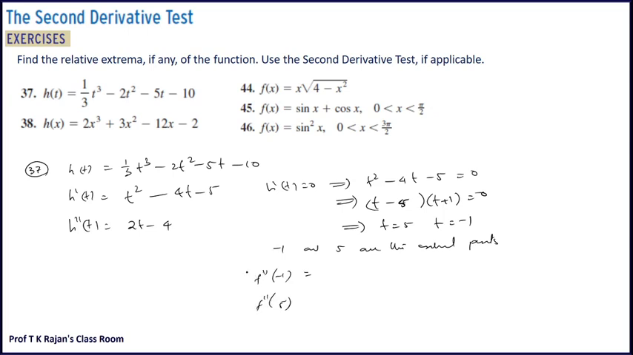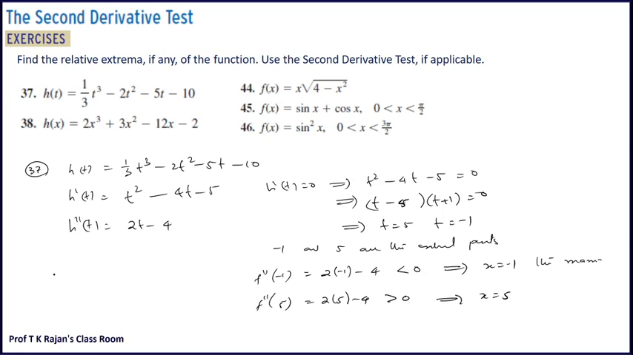See the sign. h''(−1) is 2 into −1 minus 4, which is clearly negative, which indicates t = −1 is a point where this function has a relative maximum. Similarly, h''(5) is equal to 2 into 5 minus 4, which is clearly greater than 0. This indicates t = 5 is a point where this function has a local minimum. So this is how we calculate the relative extremum, relative maximum and relative minimum.